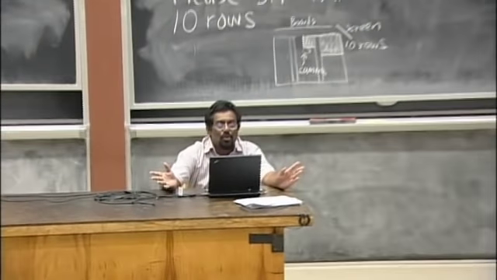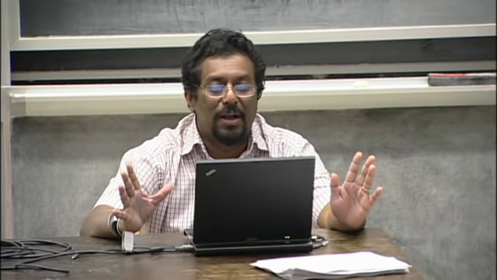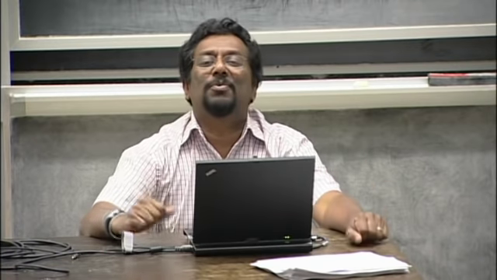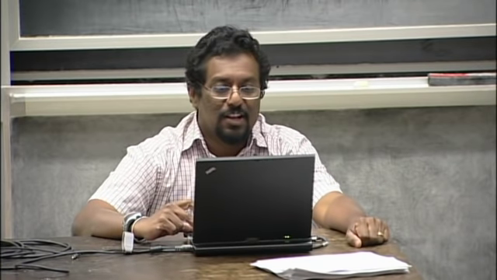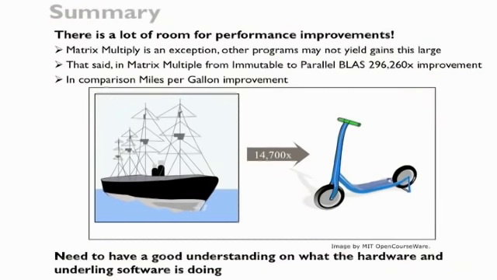MatrixMultiply might be an exception. Every time you might not get that much, but in here, going from this very software engineered, nice high level approach to blast parallel, I got 296,000 times performance improvement. This is huge. If you put this in perspective, if you look at miles per gallon between a super tanker and this scooter, it is only 14,000x. So what that means is you have to have 20 super tankers to match this much improvement.